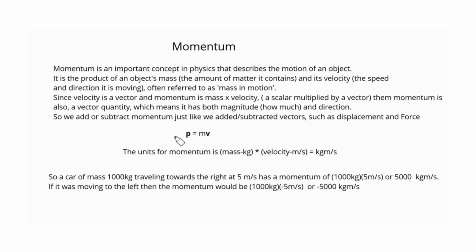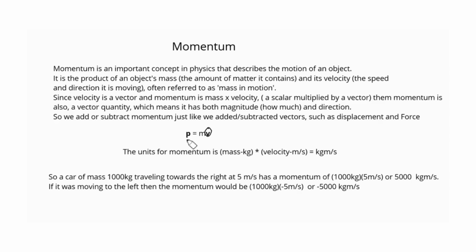Simply put, momentum, we use the letter P. Why? Probably because it was the only letter left over, or one of the few letters left over that we could use, is equal to mass times velocity. So it's a product of the mass and the velocity. Mass is the amount of matter that something has, and velocity is the speed with a certain direction.